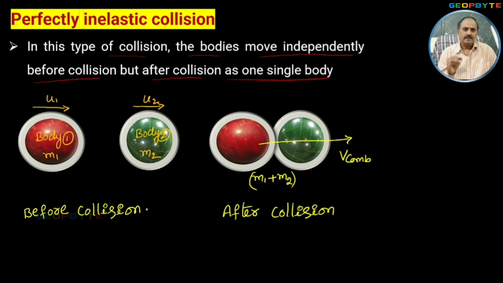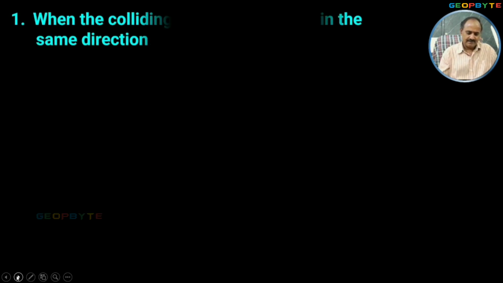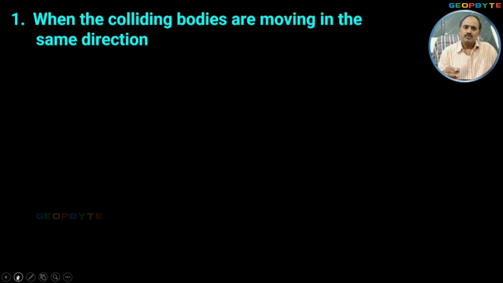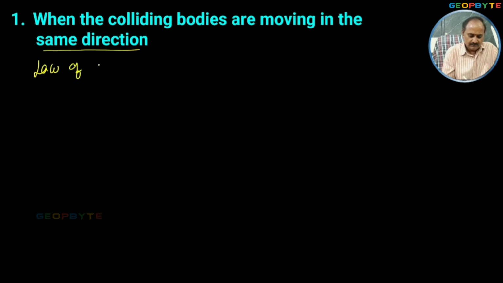Dear friends, remember in this perfectly inelastic collision, after colliding, both may be moving in the same direction as a single unit, or both may be moving in the opposite direction. Okay, first let us take the first case, that is, after colliding both bodies are moving in the same direction. First let us take the law of conservation of momentum.